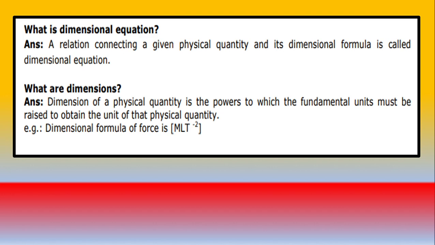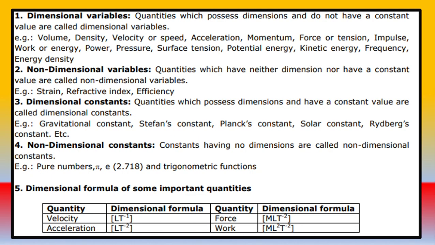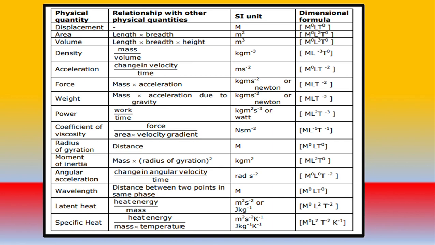Suppose force. You know it is mass into acceleration. So mass, capital M, and acceleration has dimensional formula L T to the power of minus 2. Together we have to write M L T to the power minus 2 inside the square bracket. That is the dimensional formula for a force. So you should know how to write the dimensions or dimensional formula for all different physical quantities, which have been shown in a table here.